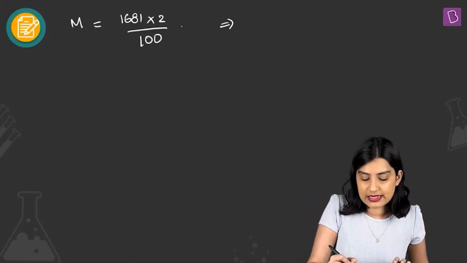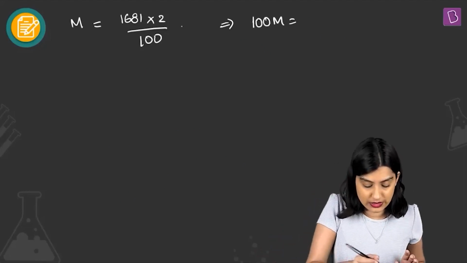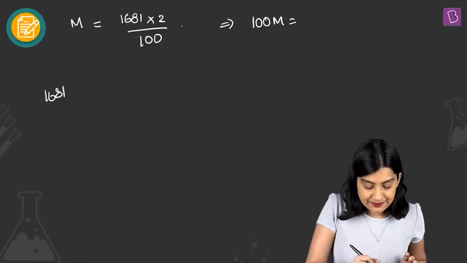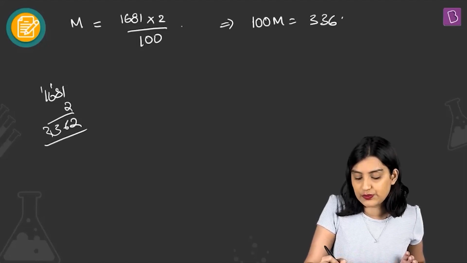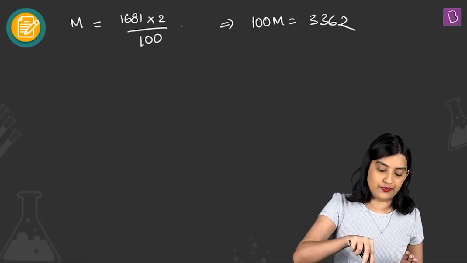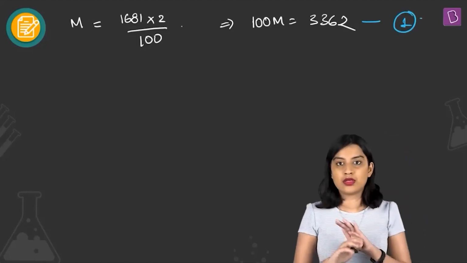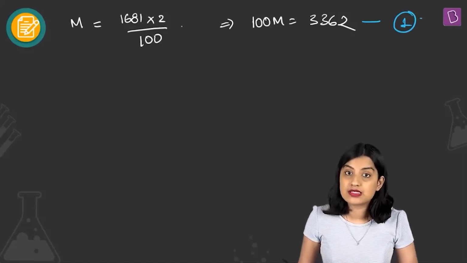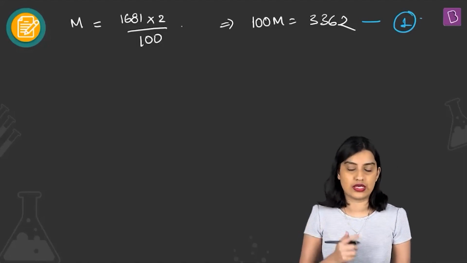This is the molar mass of the mixture. Or I can say that 100 m is equal to 1681 into 2. What is 1681 into 2? Let's quickly do it. So you have 2, 6, then you have 3 and 3. Okay, so you have 3362. Keep this value, I'll call this value 1. Now why did I keep this like this? Because they asked us for the percentage of oxygen in the ozonized mixture.